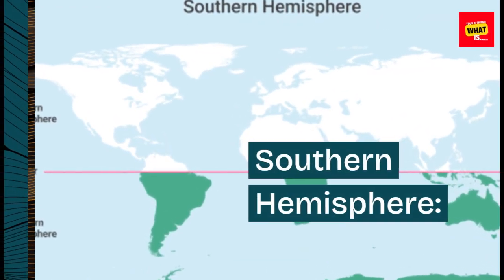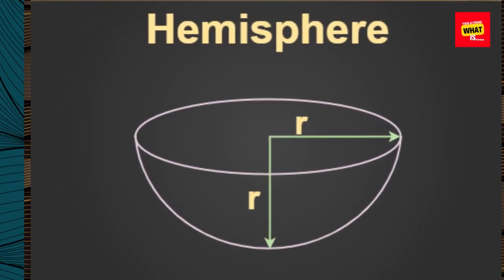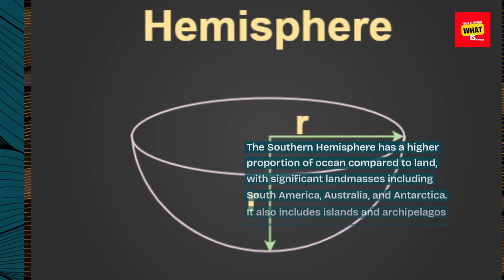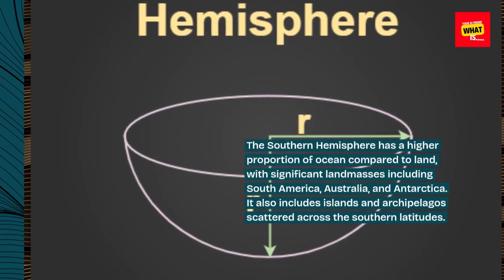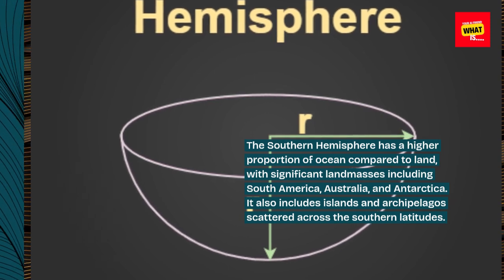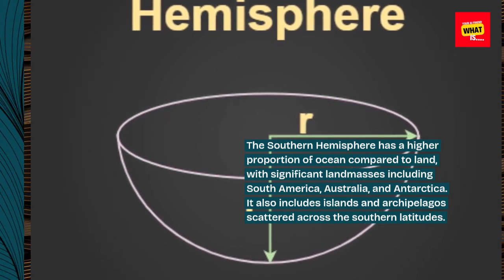Southern Hemisphere. The Southern Hemisphere has a higher proportion of ocean compared to land, with significant landmasses including South America, Australia, and Antarctica. It also includes islands and archipelagos scattered across the southern latitudes.